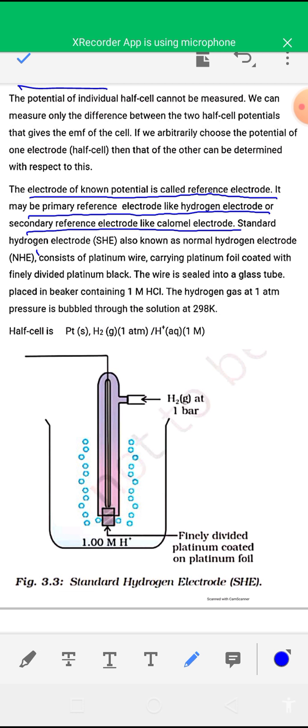Standard hydrogen electrode, the short form is SHE, is also known as normal hydrogen electrode, that is NHE. It consists of a platinum wire. You can see in figure 3.3 the standard hydrogen electrode, which is a reference electrode. It consists of platinum wire carrying platinum foil coated with finely divided platinum black.